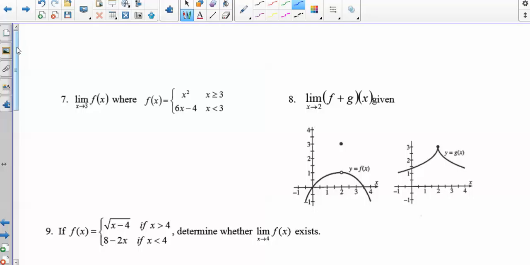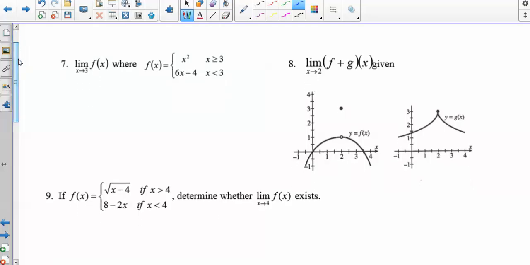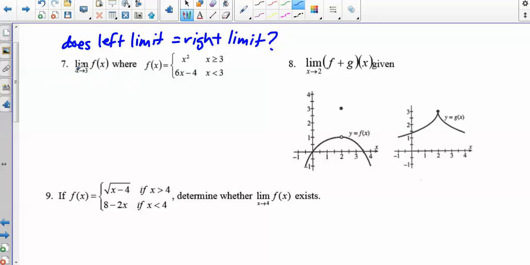All right, on page 2 of your notes, we have a piecewise function for number 7. For a piecewise function, you're trying to figure out, does the left limit equal the right limit? So x is approaching 3 from the left over here because it says x is less than 3. So this is the left side. And x is approaching 3 from the right over here. This is when x is greater than or equal to 3. So this is the right side.